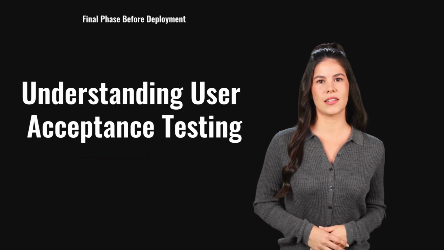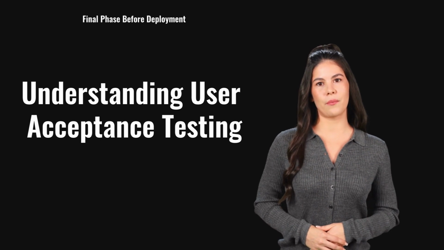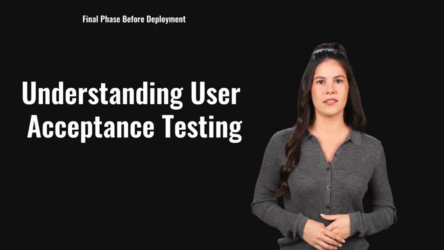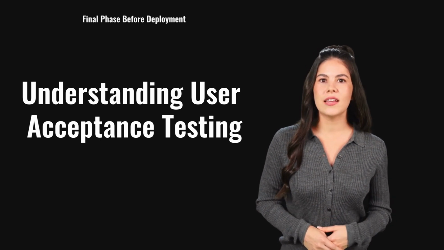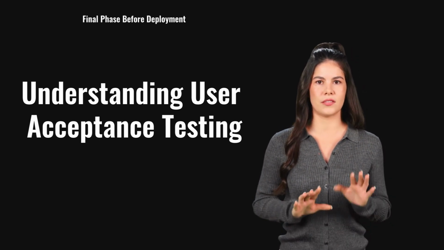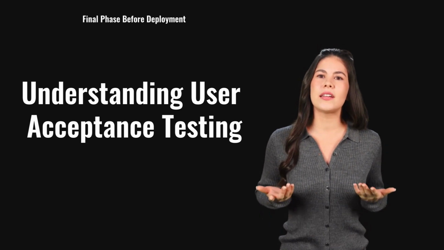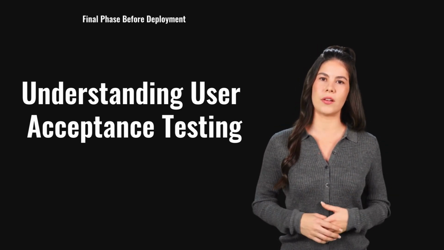User acceptance testing, UAT, is the final phase before deployment, where end users test the system to ensure it meets business requirements. UAT validates that the solution supports actual business processes, serving as the last checkpoint before going live. A successful UAT confirms readiness for operational use.